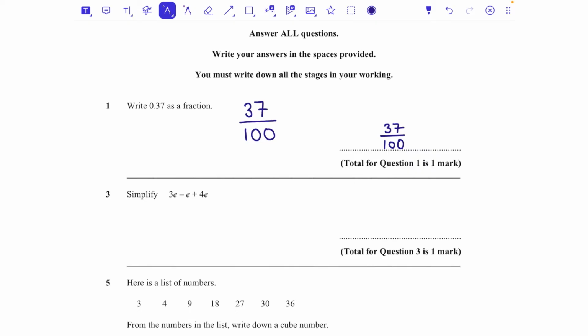Question number 3, simplify 3e minus e, add 4e. Now remember that e on its own is 1e. So I've got 3e, I'm subtracting 1e, which leaves us with 2e, and then we're adding 4e. So this is 2e, add 4e, which is 6e.